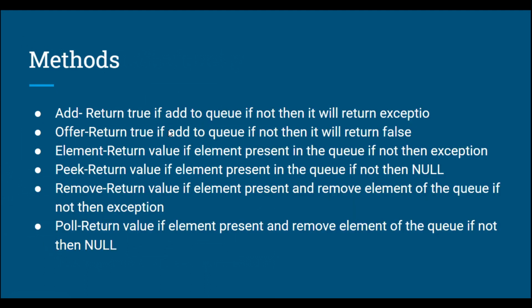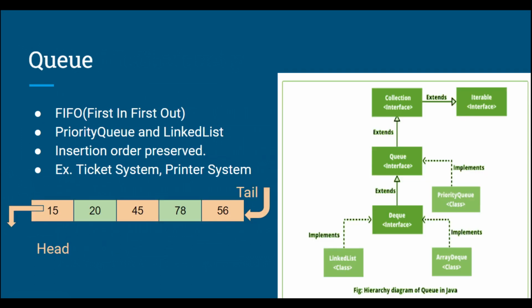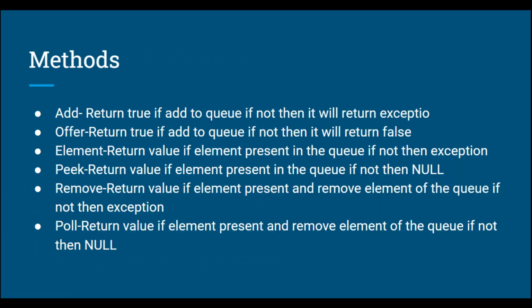After that, the methods present in the queue, we are going to see that. The first method is add. This method came from the collection interface, so it is present in every interface and every class that implements the collection interface. We use the add method, and also another method, in every class that implements the collection interface.